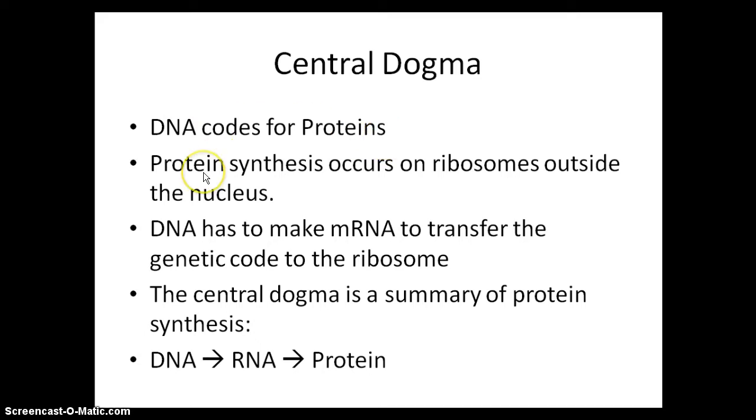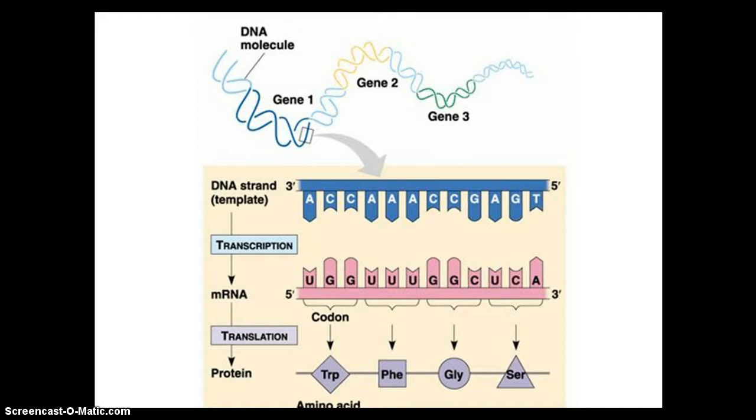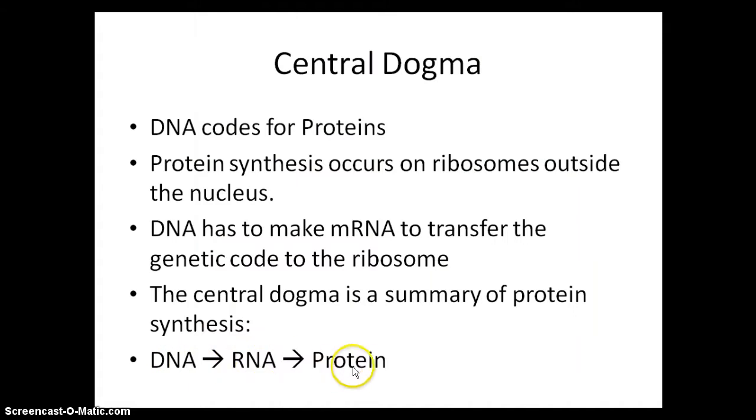We know that protein synthesis occurs on ribosomes, which are outside of the nucleus. And remember that DNA is held in the nucleus. DNA has to make mRNA to transfer the information, the genetic code, to the ribosome. And the central dogma summarizes these steps. So, here is this DNA to RNA and RNA to protein in an illustration.